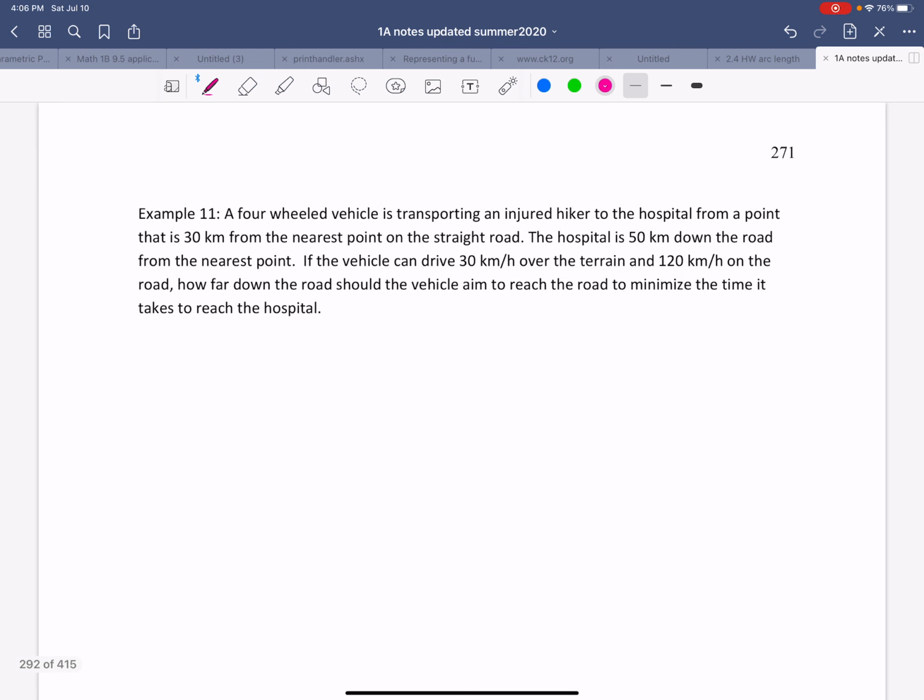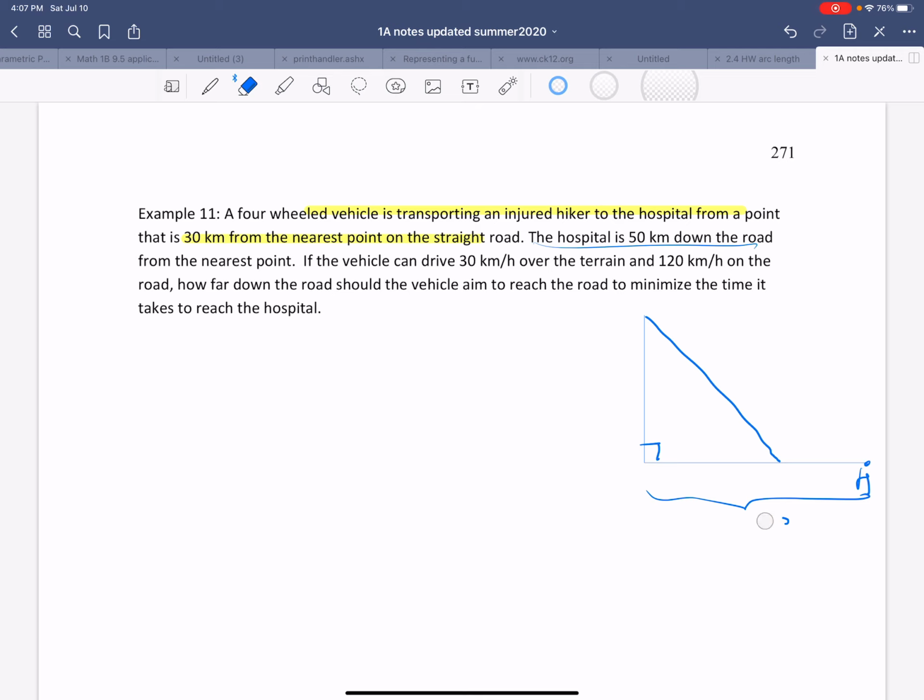A 4-wheel vehicle is transporting an injured hiker to the hospital from a point that's 30 kilometers from the nearest point on the straight road. Okay, so somebody is injured. So this is where the hospital is. I'm going to find where should he hit the road. The hospital is 50 kilometers down the road from the nearest point. So from the nearest point, the total distance here is 50.